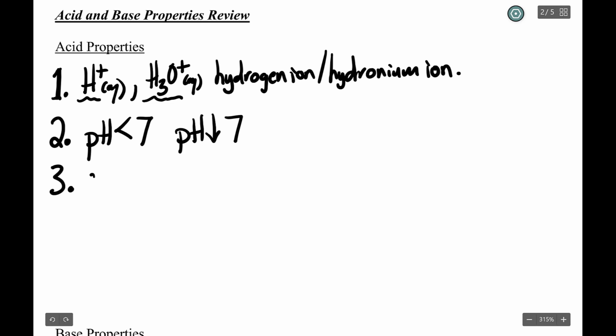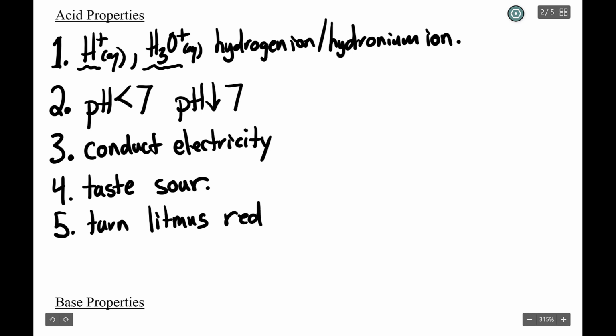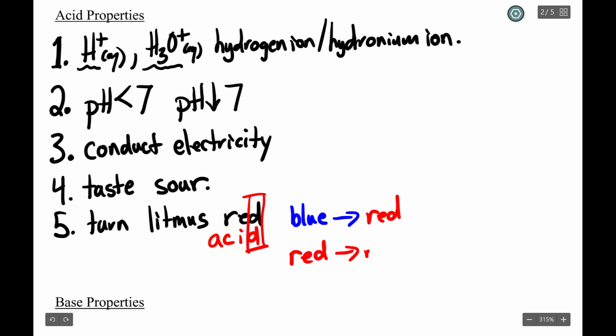The next thing you should know is that they always conduct electricity. And the more ions in solution, the better it conducts. The next thing we should also know is that they taste sour. Next, we should know that they turn litmus red. So when it comes to red litmus and blue litmus, they turn litmus red. Now the way I always remember this is acid ends with a D and red ends with a D. So for instance, blue litmus will turn red and red litmus will stay red.